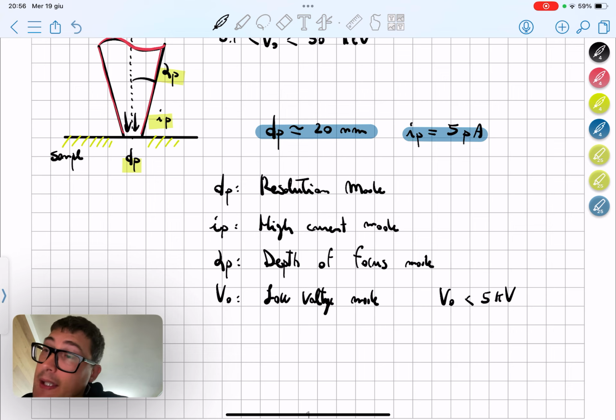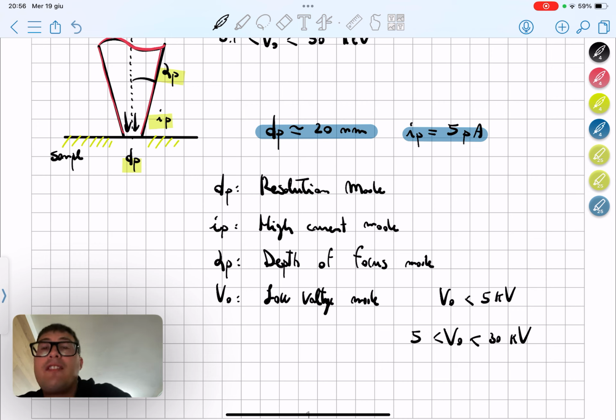Whereas if the voltage goes from 5 to 30 kilovolts, then we will have information even from deeper inside of the sample. We will often call this the interaction volume, which is the interacting volume of the sample in which all the scattering events of the electrons occur. Okay.